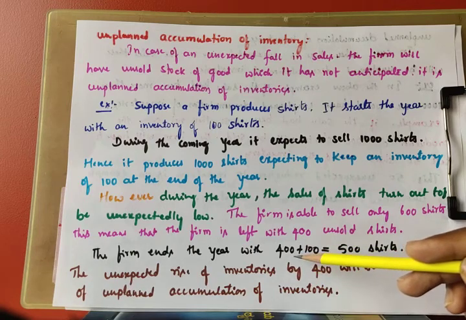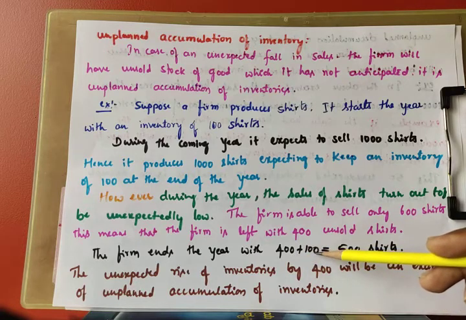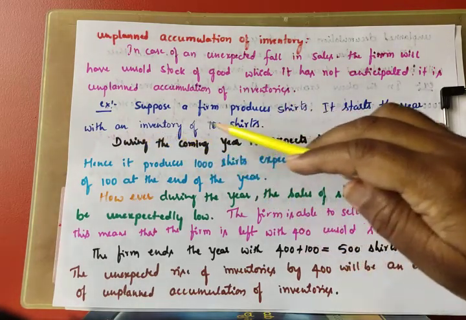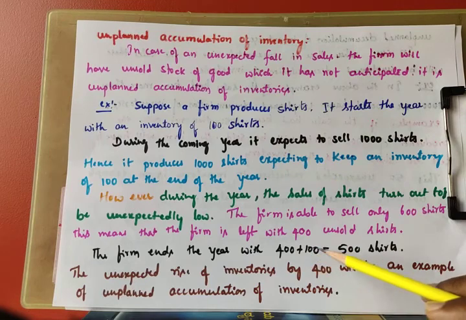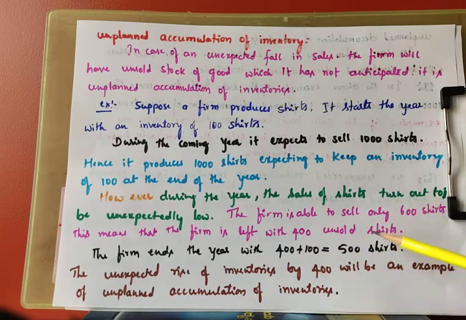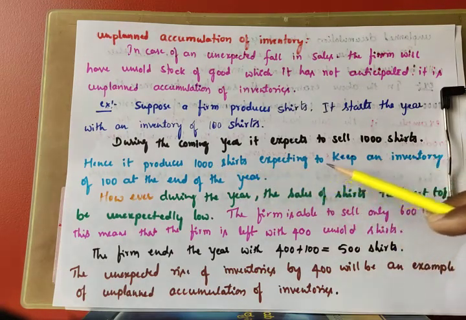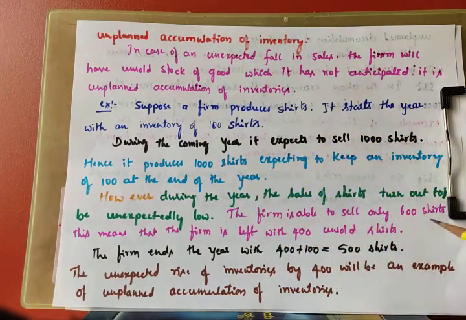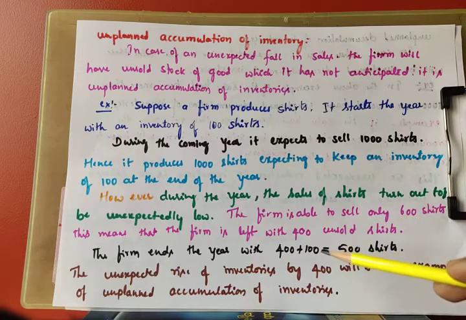So 400 is the unsold balance, and 100 they already kept as an inventory. It starts the year with an inventory of 100 shirts, so that's why total 400 plus 100, how many shirts? 500. They decided to keep only 100 shirts at the end of the year, but unexpectedly this will be 500.